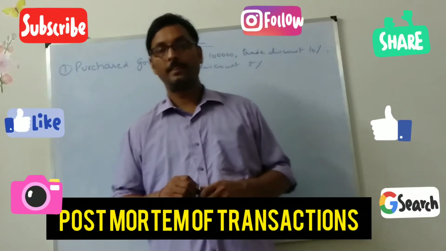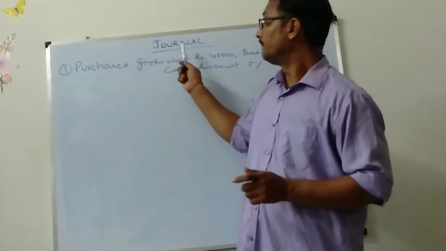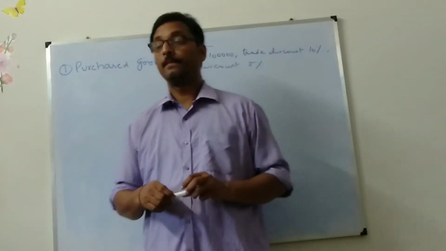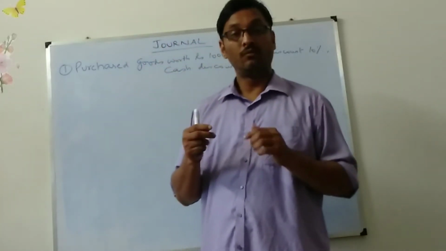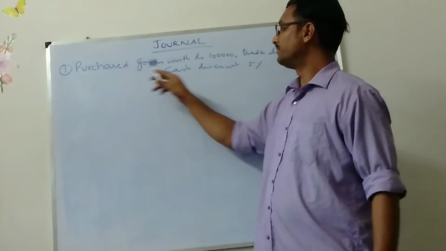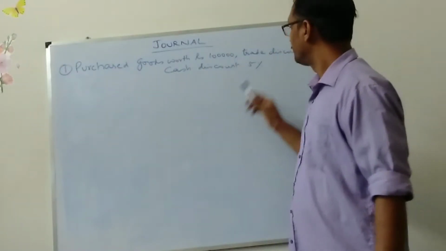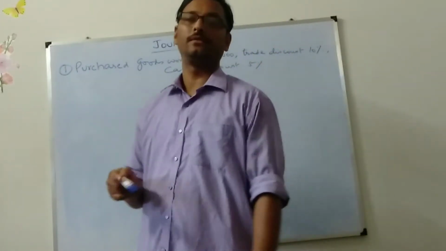Hello students, today I am going to start how to make journal entries of different transactions and what you will be thinking about while making a journal entry. First one is: purchase goods worth rupees 1 lakh, trade discount 10% and cash discount 5%.